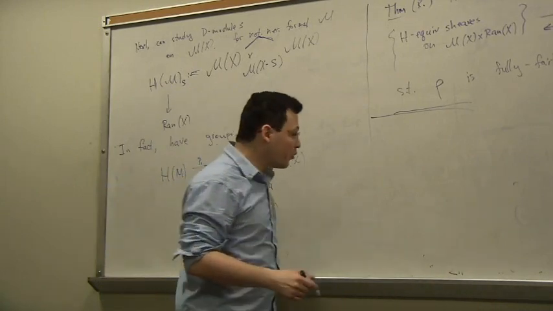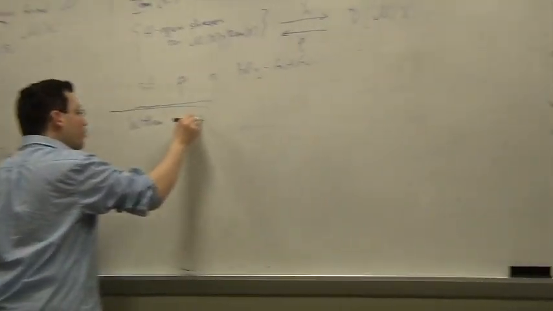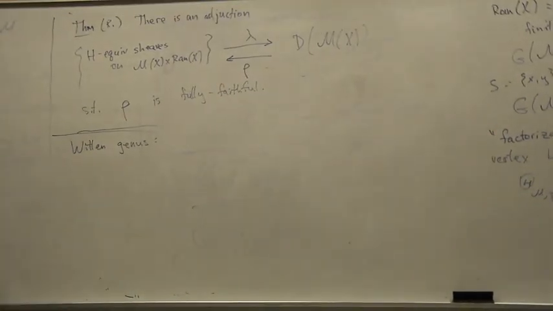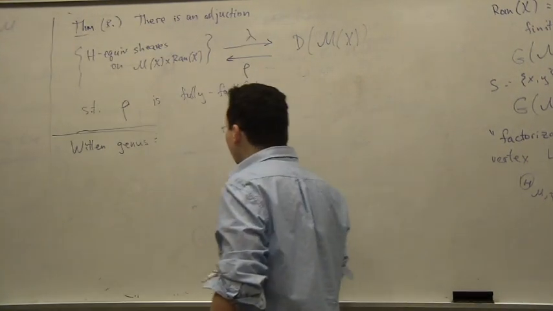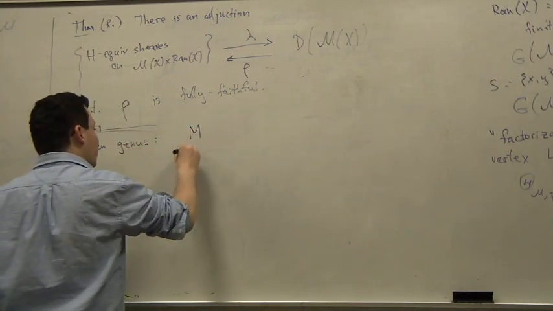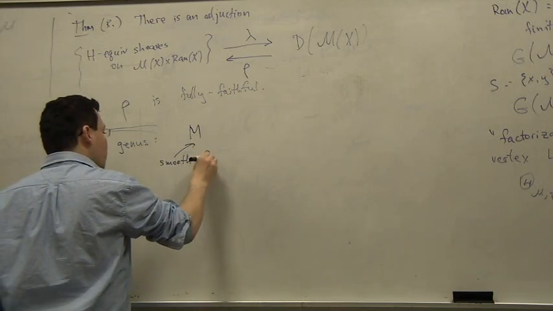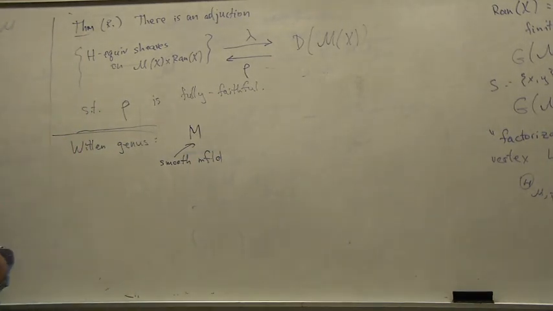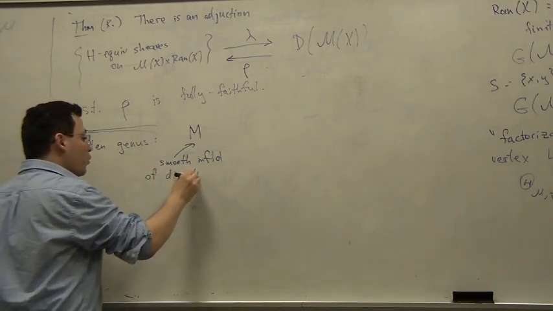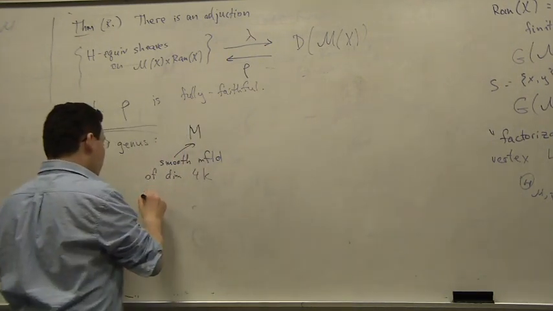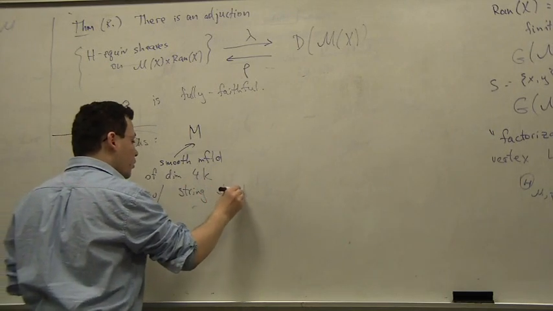So the application that I want to describe is that of the Witten genus. So what sort of thing is a Witten genus? Well, it's some procedure that Witten defined using quantum field theory, which takes a smooth manifold. So no longer are we in the realm of algebraic geometry for a moment. Let's say of dimension 4k, with what's called a string structure. I'll say more about that in a minute.